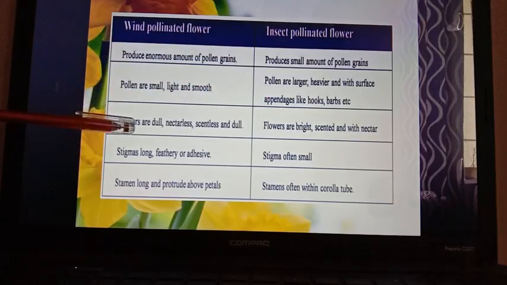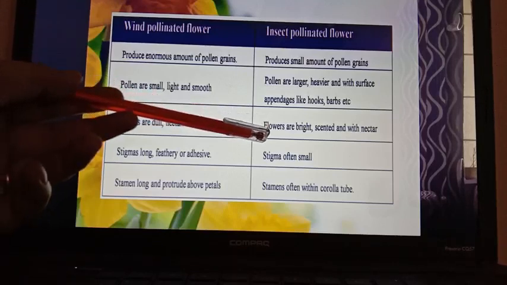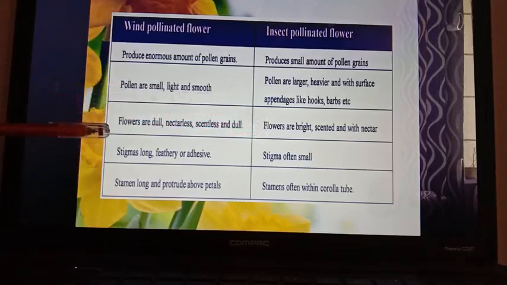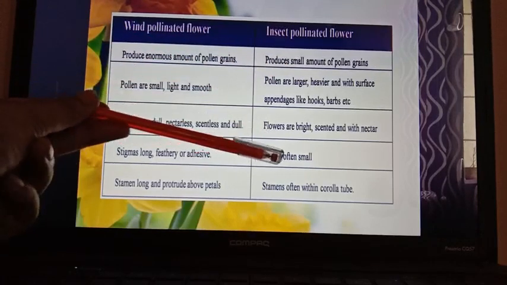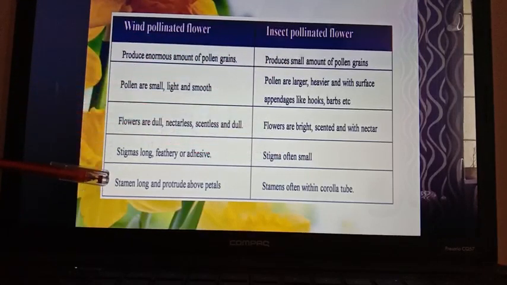Flowers are dull, nectarless, scentless. Here, flowers are brightly colored, scented, with nectar. Stigmas are long, feathery or adhesive, means sticky. Here, stigmas are often small. Stamens are long and protrude above the petals, means protrude out of the petals. Here, stamens are often within the corolla tube.